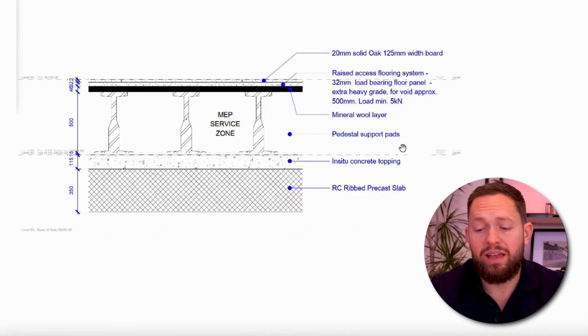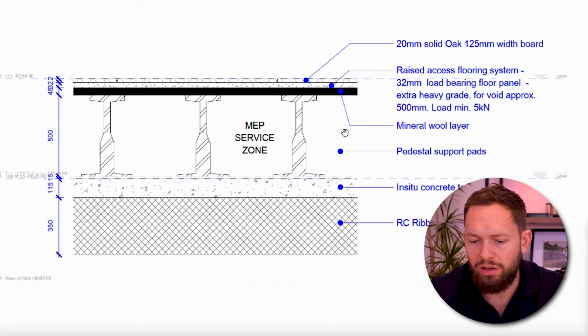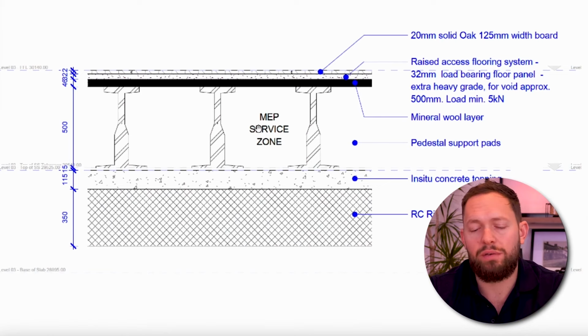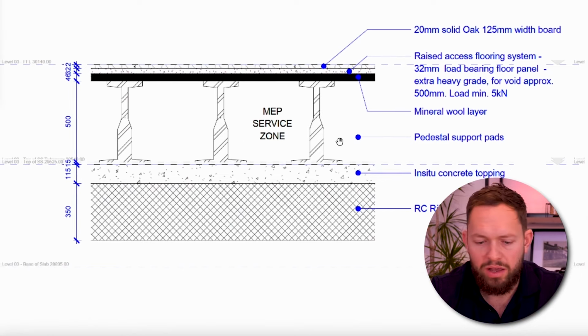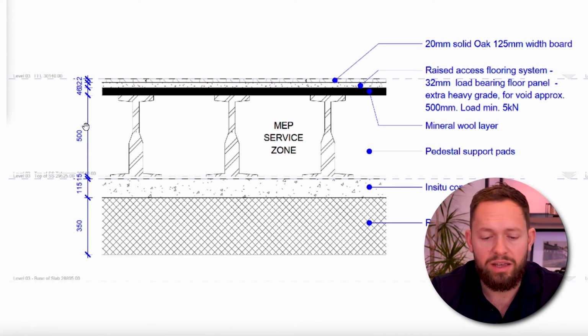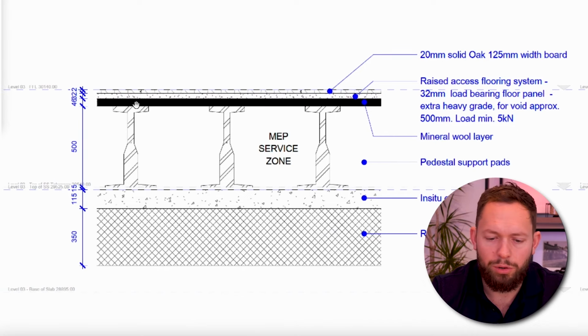This drawing is another example of a build-up which doesn't quite make sense to me in terms of its layout. So someone's looking to achieve a hollow floor and get around services within the floor void, which is great. You've got pedestals installed on concrete topping. Again, not an issue. And on the left, they've indicated here a void of around 500 millimeters. What I don't quite understand is the mineral wool layer that's installed on top of the pedestals.